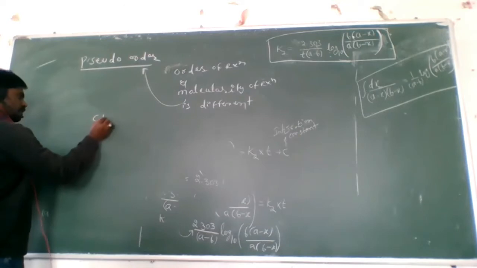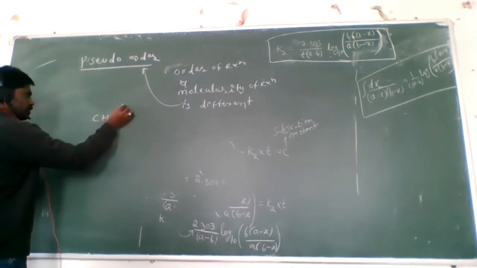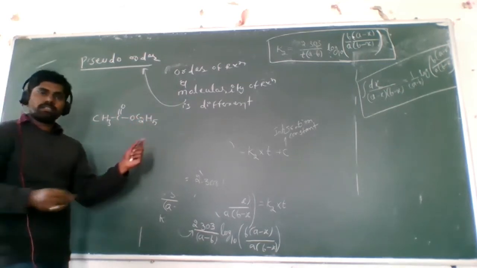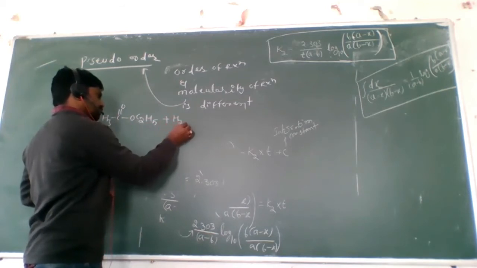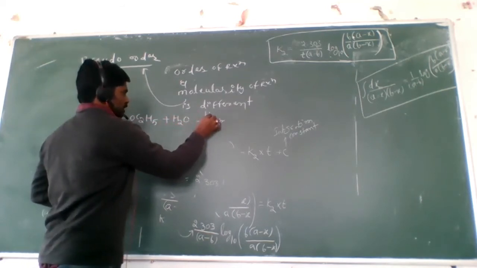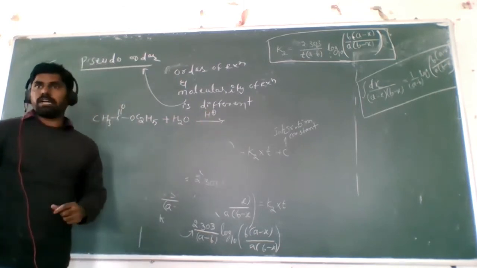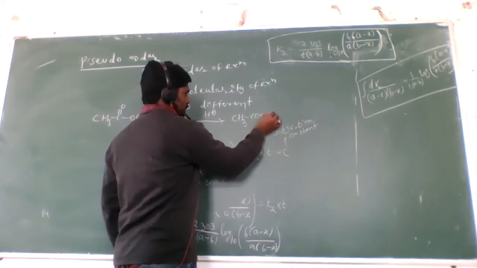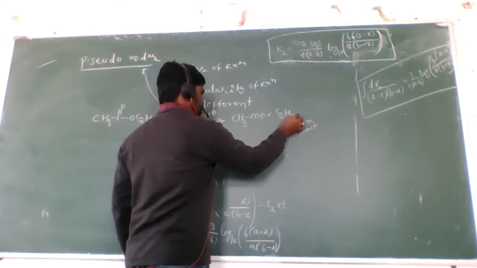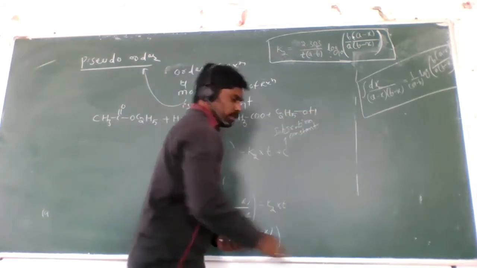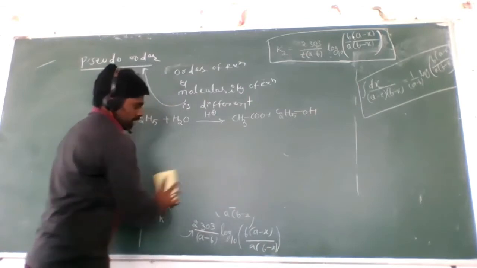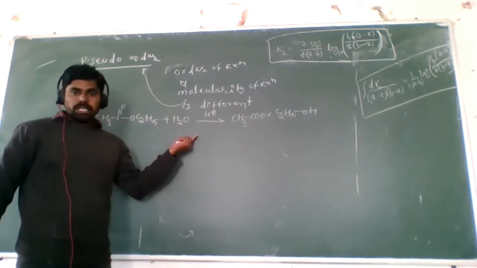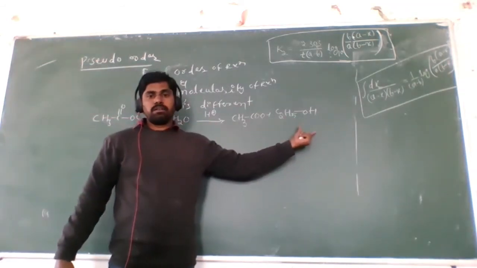Take this, this is the ester, ethyl methyl ester. Clear? When in the condition of acidic hydrolysis, in the presence of acid, we get the carboxylic acid along with ethyl alcohol. Clear? When the ester is hydrolysed in the presence of acidic condition, we get the carboxylic acid and alcohol.